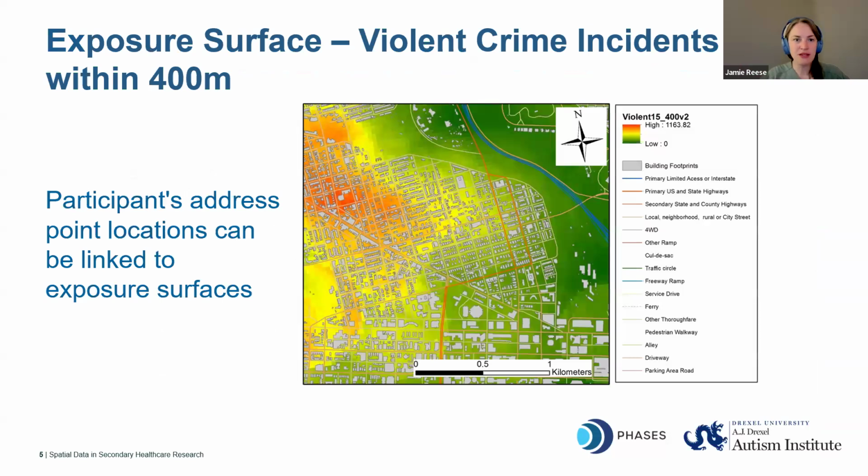I think this is an example from Steve. So in some cases, the exposure you might be interested in might be something that's not tied to an administrative boundary, but is something that changes gradually through space. In this example, it's violent crime incidents within 400 meters in Philadelphia. Another example that people might do would be air pollution exposures. So if you have the actual locations of your participants, you can link them directly to the place on these exposure surfaces and get the exposure values for each participant.